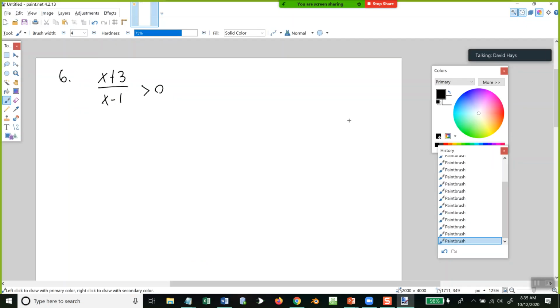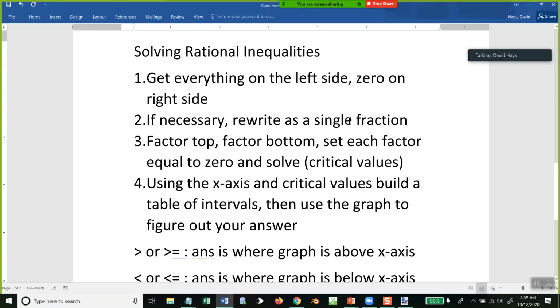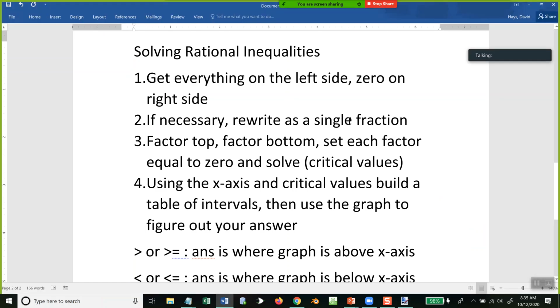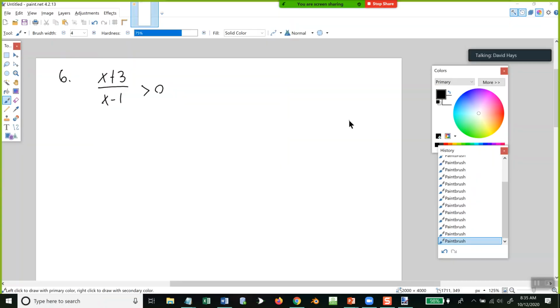It's done. Step 3, factor the top, factor the bottom. X plus 3, x minus 1, I can't really factor. Then set each factor equal to 0 and solve. So I'm going to set x plus 3 equals 0 and x minus 1 equals 0, which gives us negative 3 and positive 1.